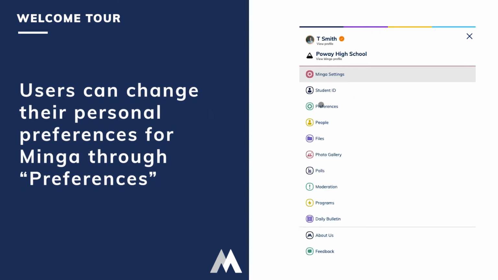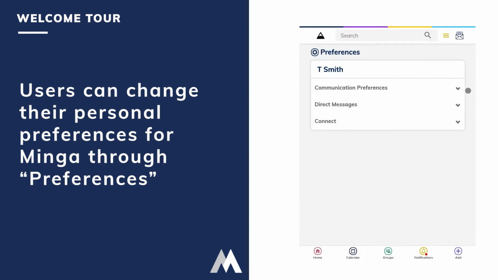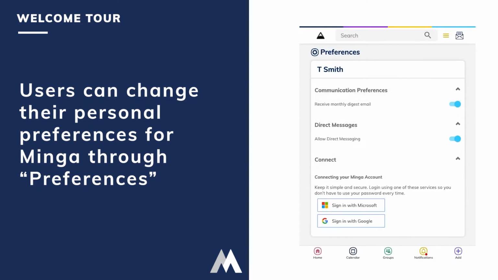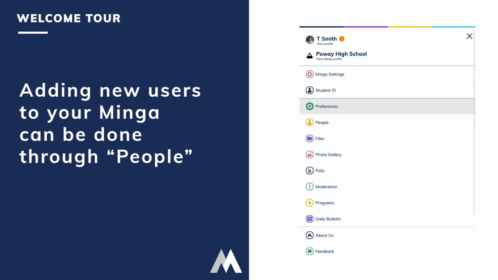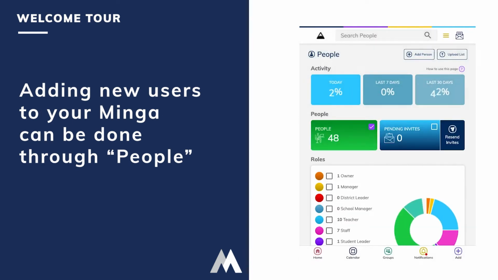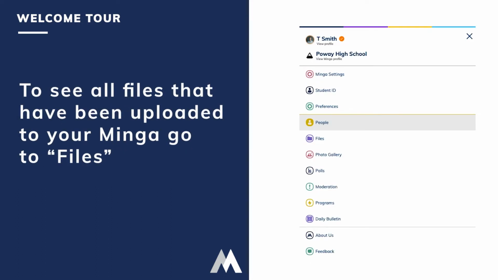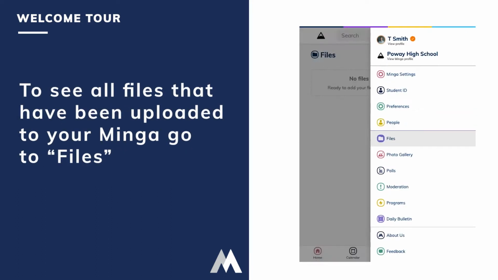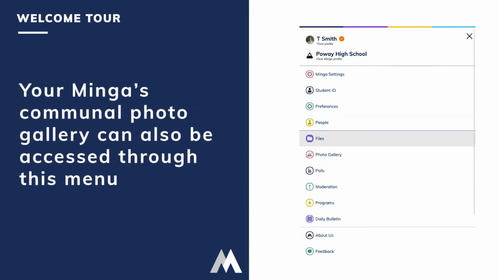Users can change their personal preferences for Minga through Preferences. Adding new users to Minga can be done through People. To upload or see all the files that have been uploaded to your Minga, go to Files. Your Minga's communal photo gallery can be accessed through this menu.